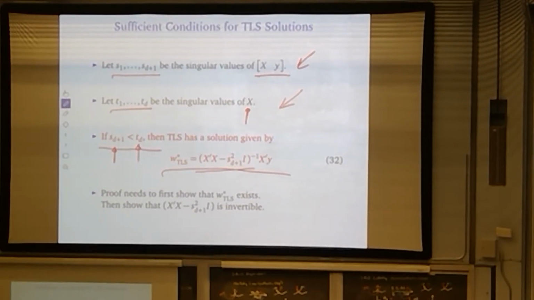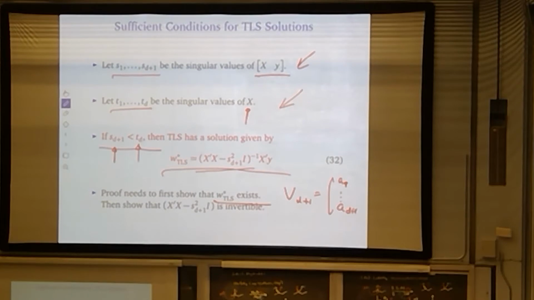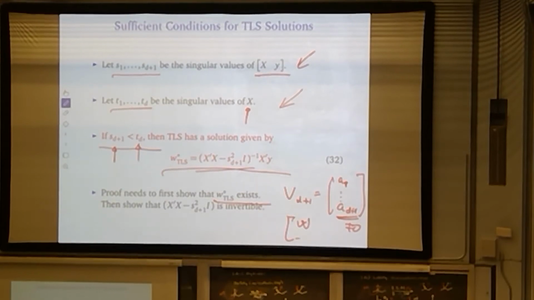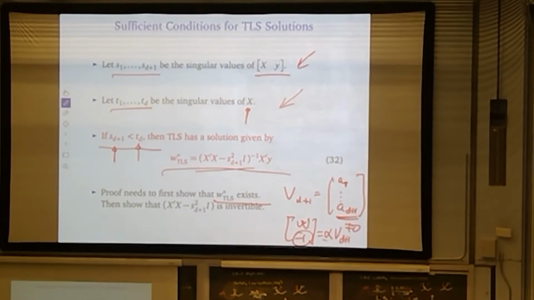So we are going to prove this. We need to show two things. One is to show that this actually exists. We can always calculate V_{D+1}, no problem. But can we guarantee this last element, A_{D+1}, is not zero? Because otherwise we won't be able to find this. This requires, because this is alpha V_{D+1}, right? It has to be non-zero because this is minus 1. Secondly, we need to show that this is actually invertible.